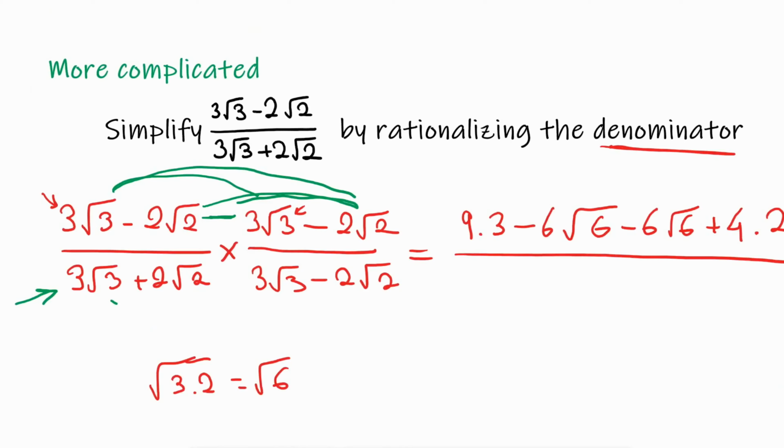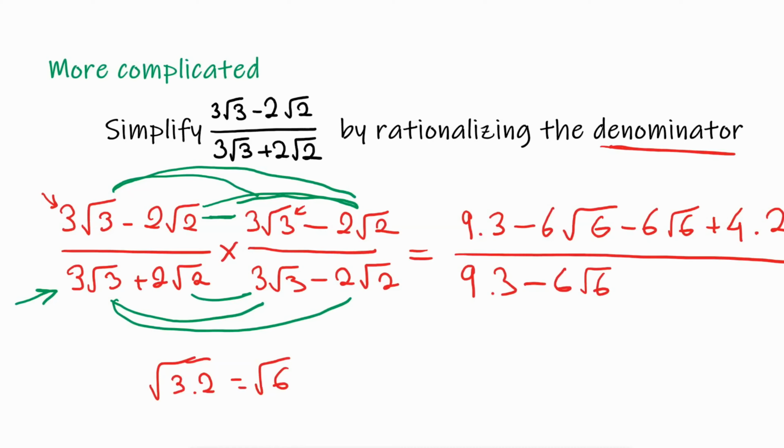So we're going to multiply these two, which is 3 times 3 is 9. Root 3 times root 3, it's the same thing as the above. Just be careful with the signs. And then we're going to multiply here, which is negative 2 times 3 is 6. Root 3 times root 2 is root 6.